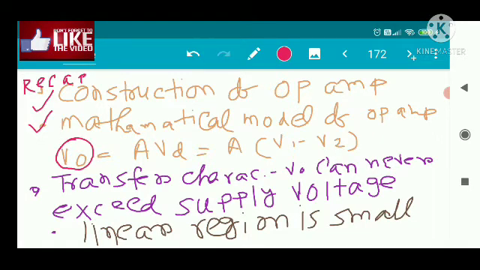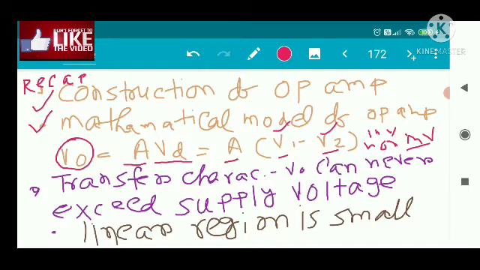by V0, is equal to the gain times the difference between the two inputs of the op-amp. The two inputs of the op-amp are the inverting and the non-inverting voltages, that is V1 minus V2. If the gain of the op-amp is A, then Vd is nothing but V1 minus V2. So V1 minus V2 is the voltage at the inverting terminal minus the voltage at the non-inverting terminal. So this is the difference between these two voltages.